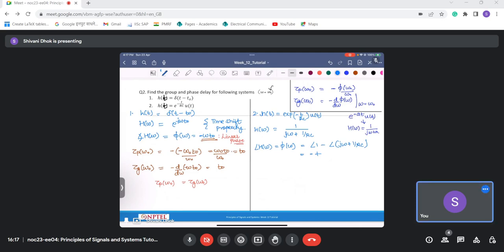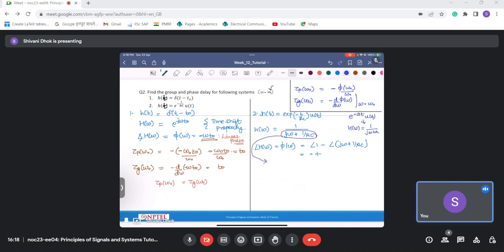Okay, fine, no problem. If I have any number of the form a by b, and I need to find the angle of this, let's say it is a complex number a by b, then the phases get added. If I have two numbers a and b, then the phase of these two get added. Let me write it.